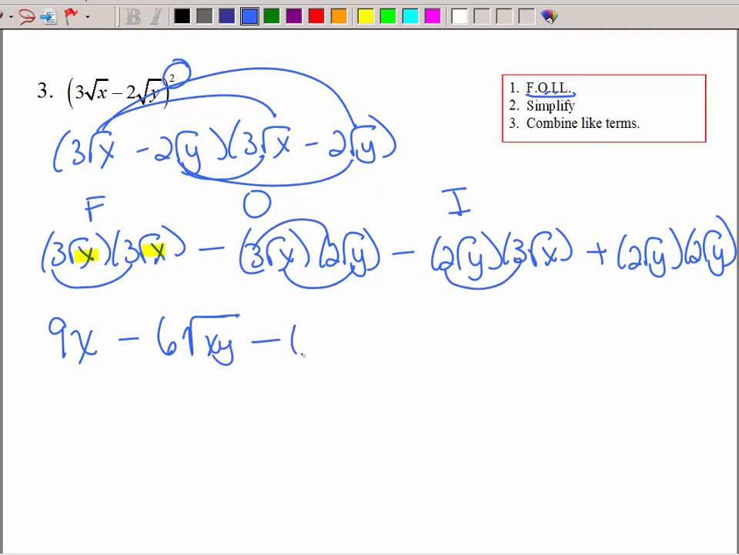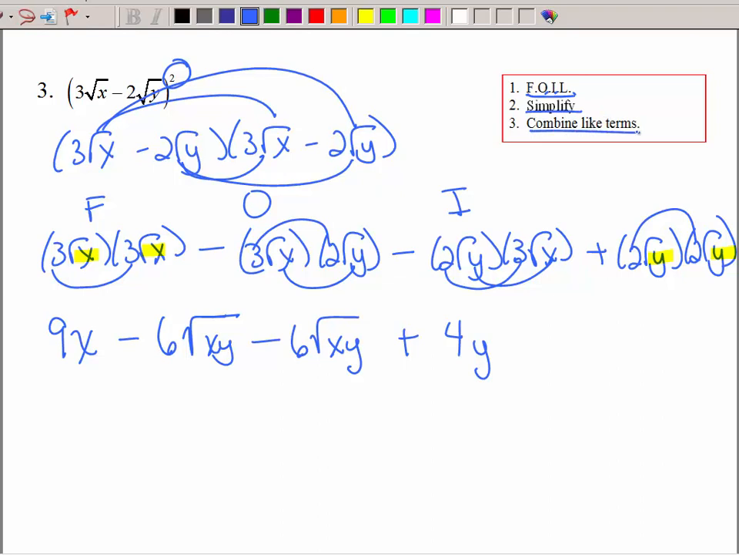Minus the outside is 6. The inside, write it in alphabetical order, is xy. Then here we have plus 2 times 2 is 4. And once again, square root of y times the square root of y, that's the same thing. That's just y. So I've simplified everything.